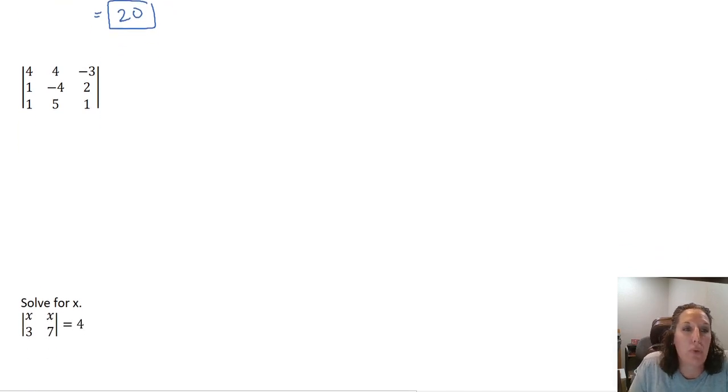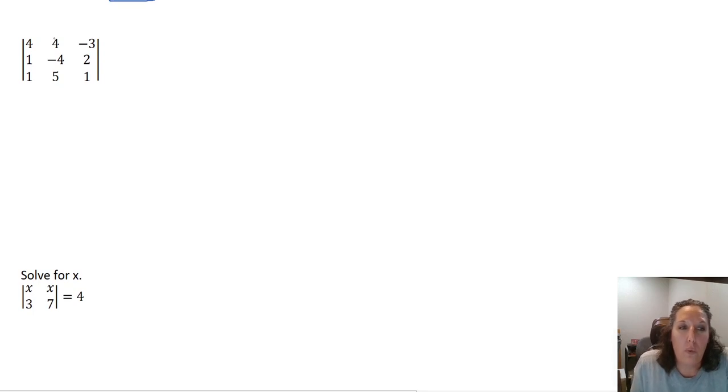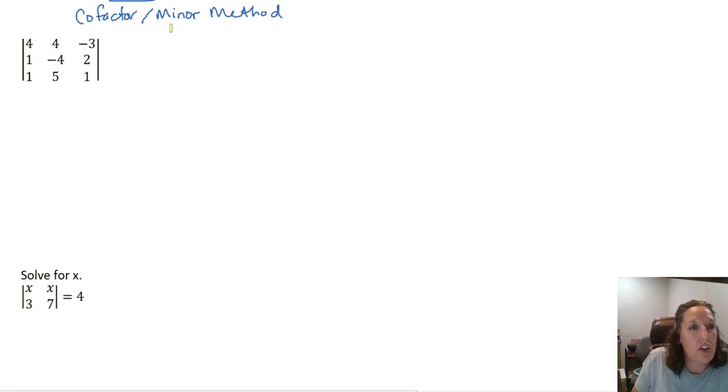Right, if we have a 3 by 3 matrix, we're going to have to do something a little bit different. There's a couple of different methods to do this. I'm going to focus on what we call the cofactor minor method. For the cofactor and minor method, we're going to pick one of our rows or one of our columns. Pick the one that has the most zeros if you have zeros. This one doesn't have any zeros for this matrix, and so it doesn't make a difference which row or column we pick.